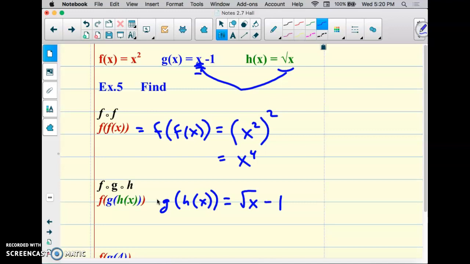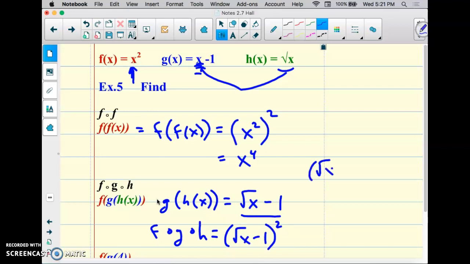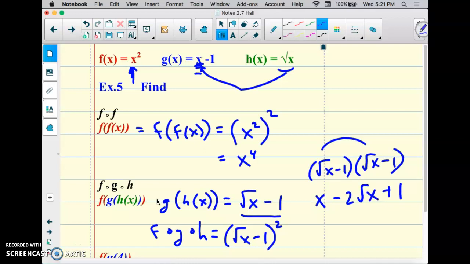Now I'm going to do f of g of h of x. I'm going to take this whole thing and plug it in for x right there. So f of g of h would equal, in the place of x, I'm putting square root of x minus 1, squared. And now you can FOIL that out. I'm going to do it over here. Square root of x minus 1 times square root of x minus 1 equals x minus 2 square root of x plus 1. There you go. Circle these so you can see them.